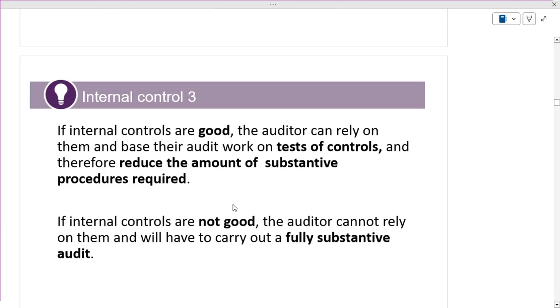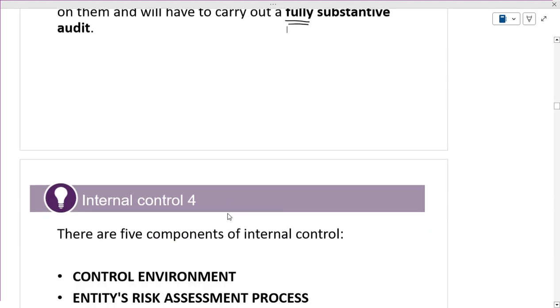See, if internal controls are good, I can say internal controls are effective. The auditor can rely on them and base their audit work on tests of controls, and therefore reduce the amount of substantive procedures required. Definitely, if internal controls are effective, we can rely on them. If internal controls are not effective, we cannot rely on them, and they have to do what? Fully substantive procedures.